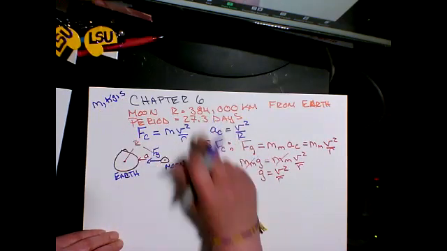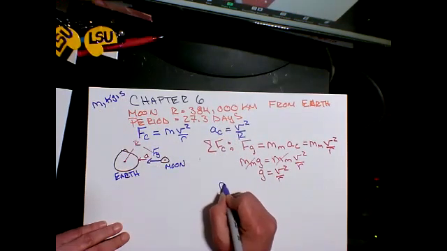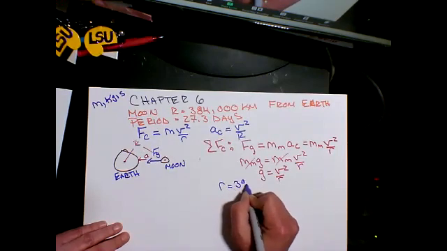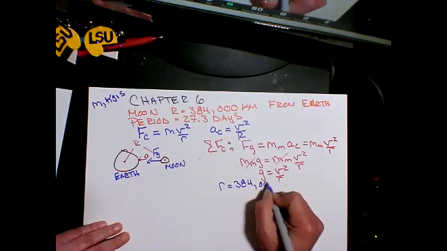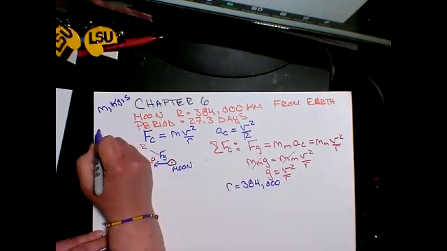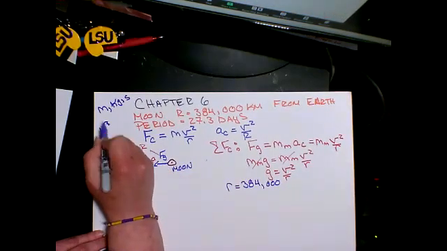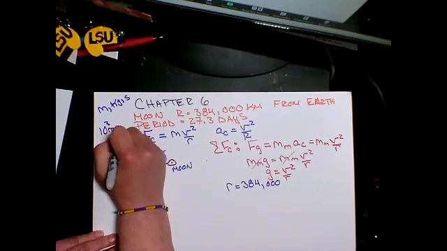So I can rewrite this as my R equals 384,000. Let's see, there's 10 to the 3, or 1,000 meters equals 1 kilometer.